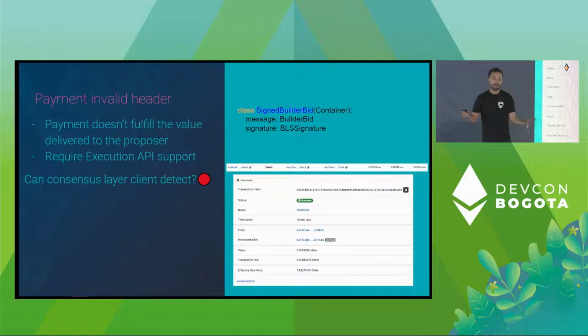Then you have the payment invalid header. This type of fault just means that the builder was supposed to pay the validator proposer some ETH, but it failed to pay. So the consensus layer client cannot detect that type of fault. This we trust the relay to simulate. That's why the relay is trusted for us.